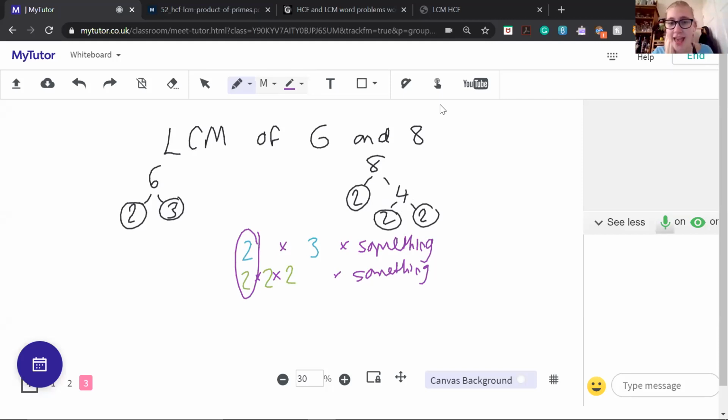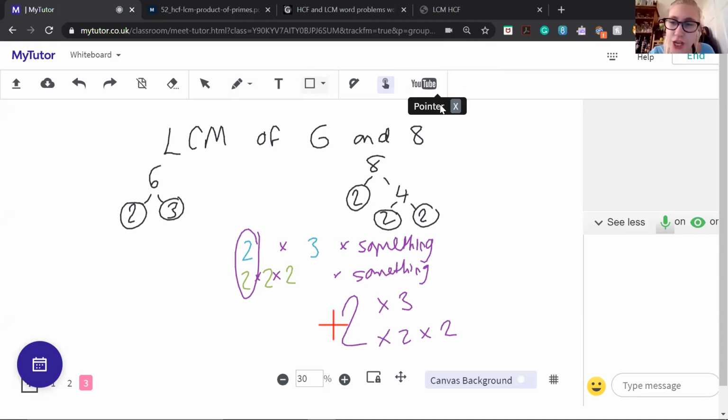This 2 is kind of shared. If you want to think about it like this, you've got 2 times 3 to make a multiple of 6, and 2 times 2 times 2 to make a multiple of 8. This 2 here is shared between them. I hope that makes sense. Because they both involve a 2, why not make it the same 2?